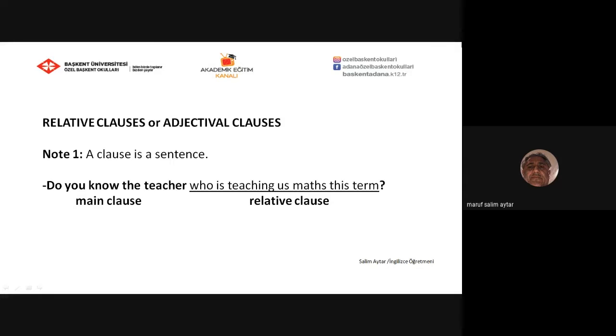Do you know the teacher who is teaching us math this term? See, this is a whole sentence actually, and it consists of two parts. The first part, as you can see on the screen, is the main clause. Do you know the teacher? This is the main clause or independent clause. Then we have another clause which we call a relative clause. Okay, so do you know the teacher who is teaching us math this term?